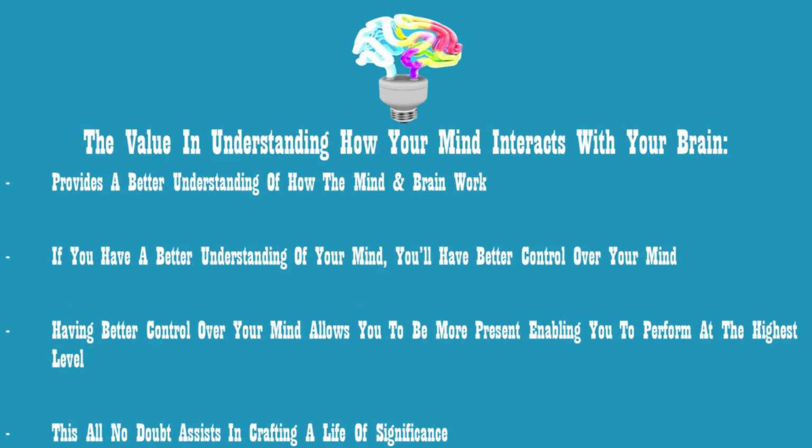Understanding the 4 ways that your mind interacts with your brain, as well as these 10 ways that your mind relates to the brain, will provide you with a better understanding of how your mind and brain work. And if you have a better understanding over your mind, you'll have better control over your mind. And by having better control over your mind, you'll be able to be more present, as well as perform at higher levels. And with that being said, this no doubt assists in crafting a life of significance.